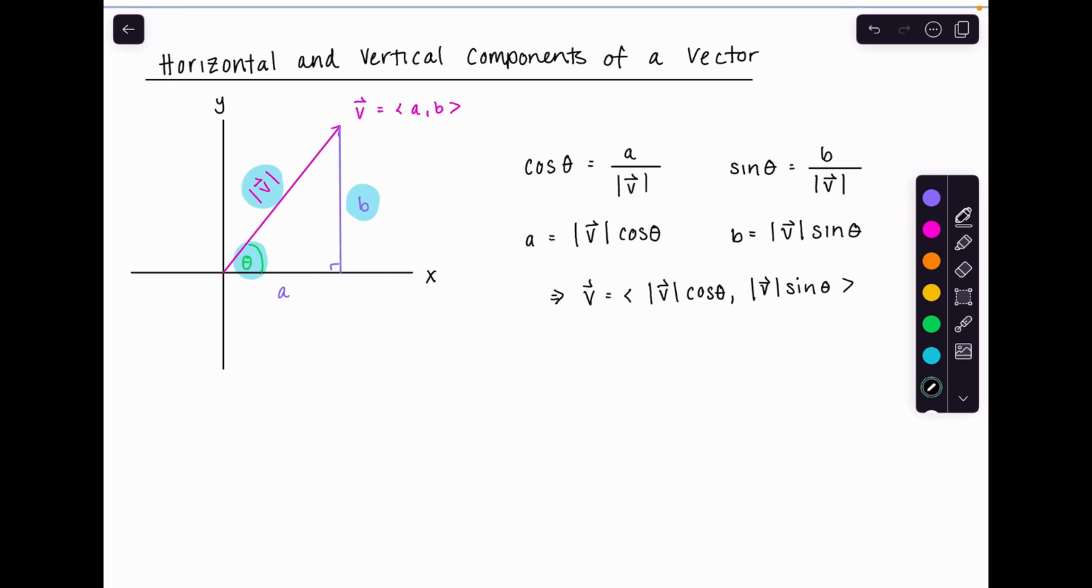When we get to 3D, it's a little bit more complicated what that z component is going to be. We're going to talk about it at a future date, but for now, we're just going to stick with the 2D version of this.